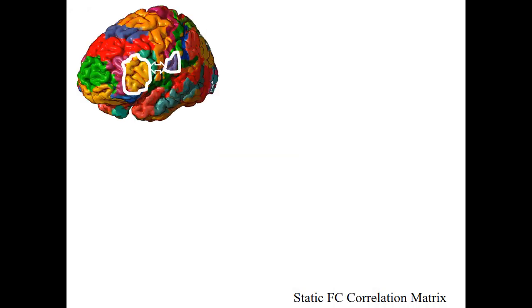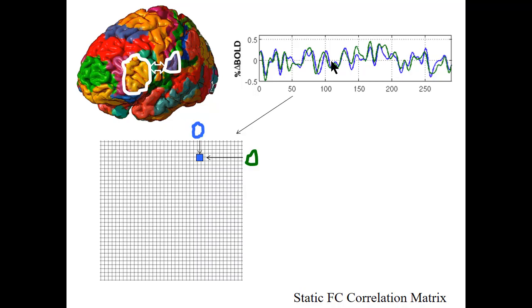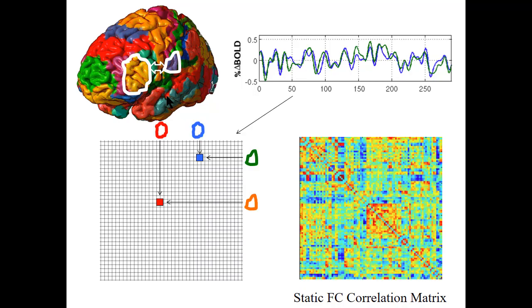So most of you are familiar with resting state fMRI, in which we look at the resting state fluctuations, and we look at signals from different regions of interest. We can correlate them, and typically that correlation is done over the entire scan period, whether it's 5 minutes or 10 minutes or 15 minutes, and we can come up with a correlation matrix here. So this would be, for example, a static functional connectivity correlation matrix.